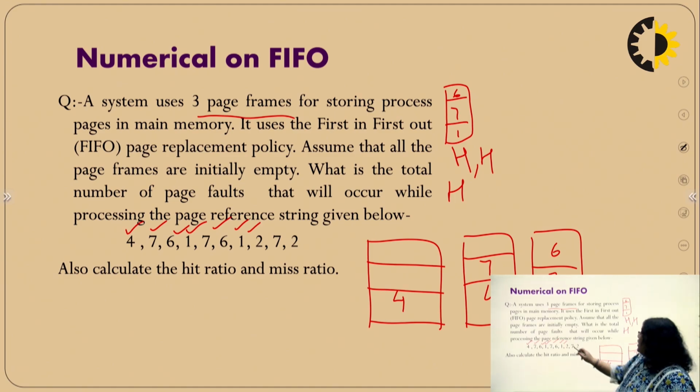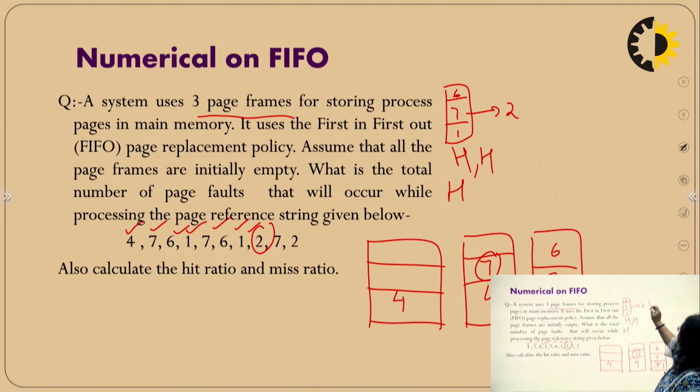Now 2. Which frame does 2 replace? This is FIFO, so we consider first in, first out. After 4, 7 is the second element, so we replace 7 with 2. It is now 1, 2, 6.